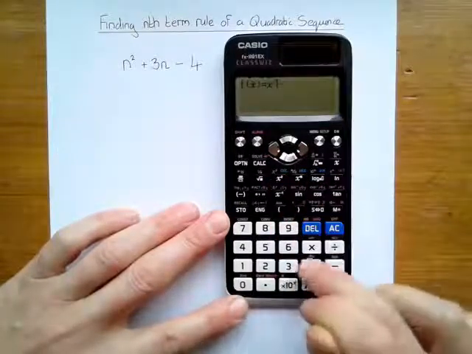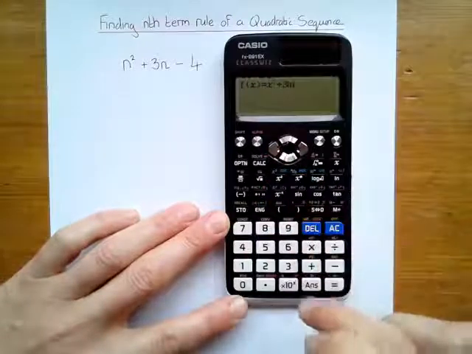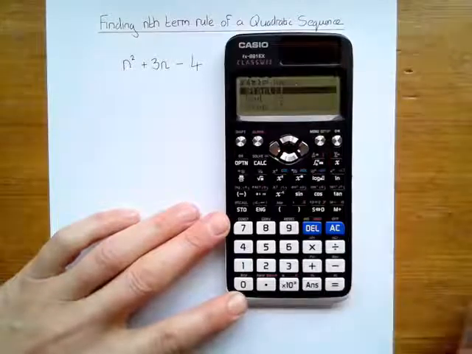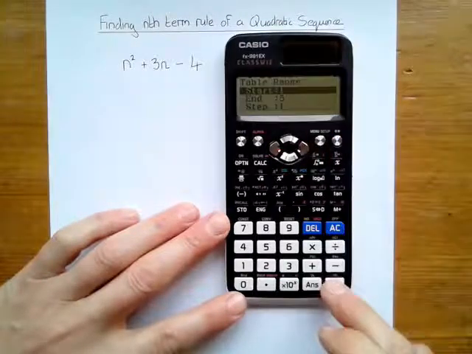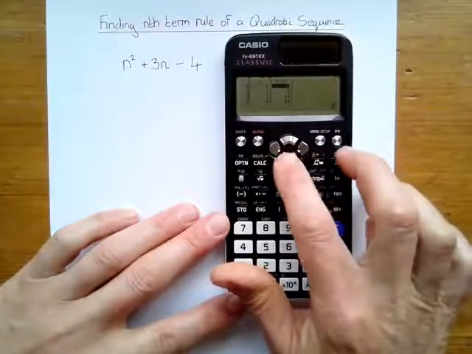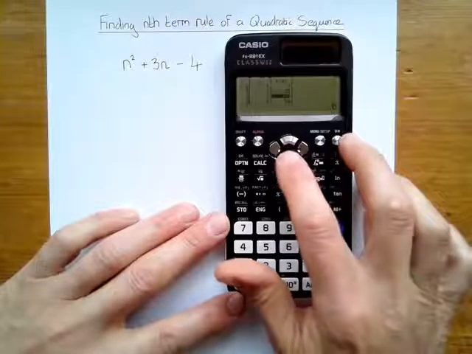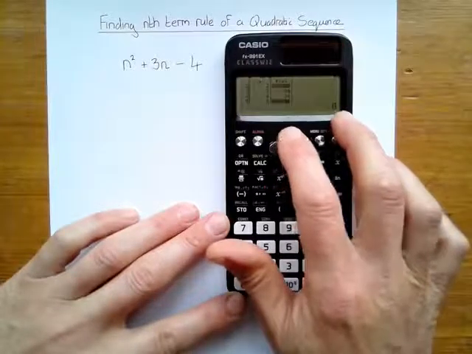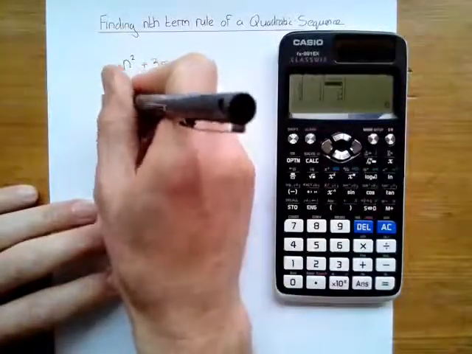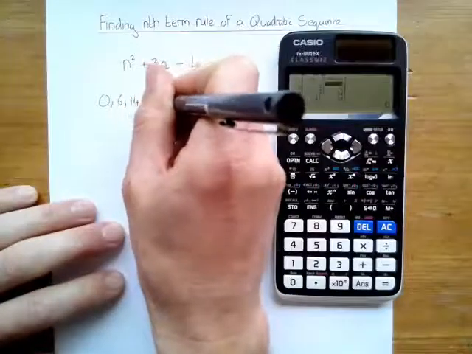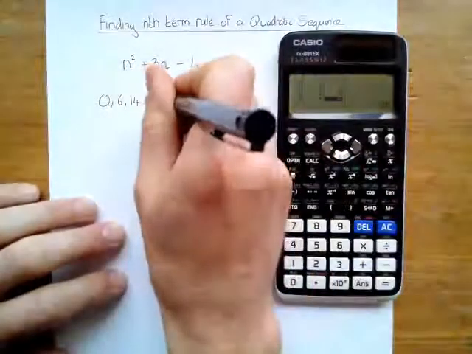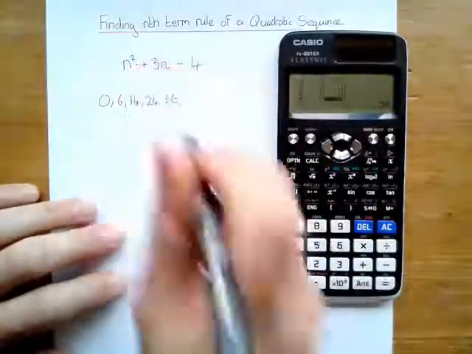So x squared plus 3x minus 4, like so. I might get a g of x, which I'm just going to ignore. And I'll just do 1 to 5, the first 5 numbers in the sequence. And here they are. So when n is 1, the answer is 0. When n is 2, the answer is 6, 14, 24, and 36. Let me write those down on my piece of paper. So we've got 0, 6, 14, 24, and 36. And there will be some more terms after that.